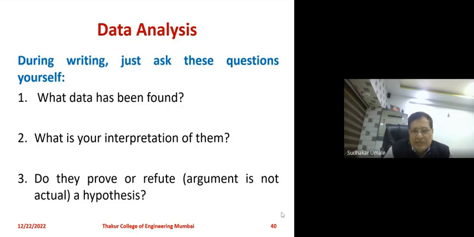Interpretation of the data is very important. Otherwise, your discussion is not fulfilled. Do they prove or refute the hypothesis? Refute means it is not related to the actual argument in the literature survey. And hence, if you are able to answer these three questions, definitely you are able to write the thesis.